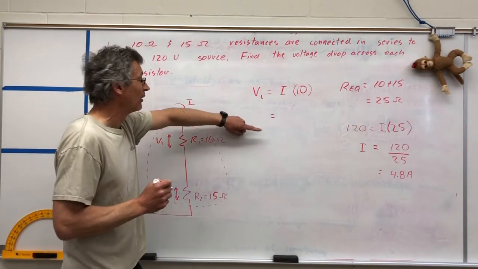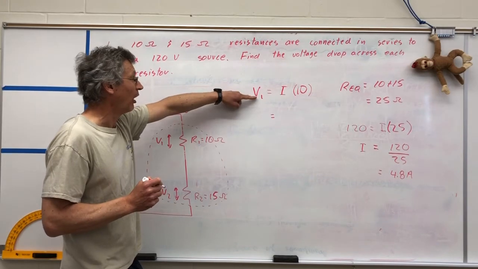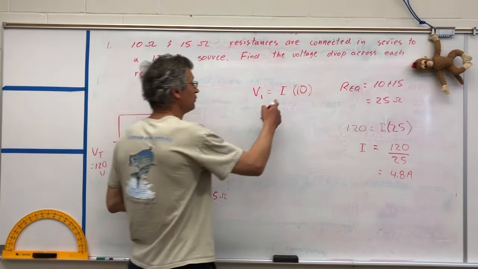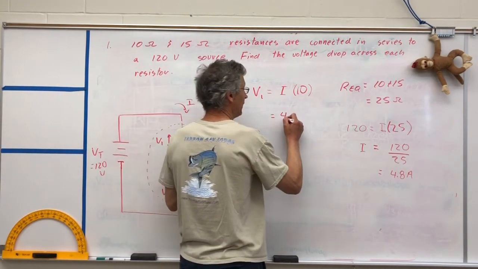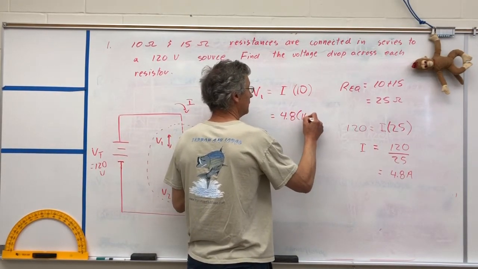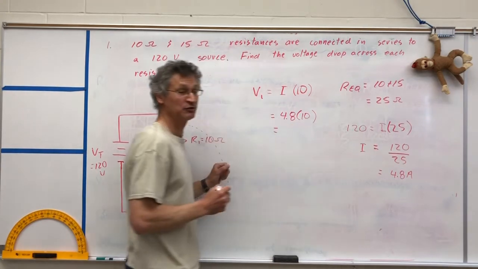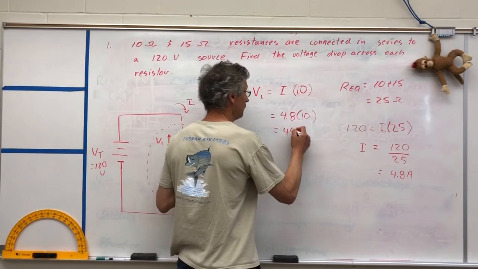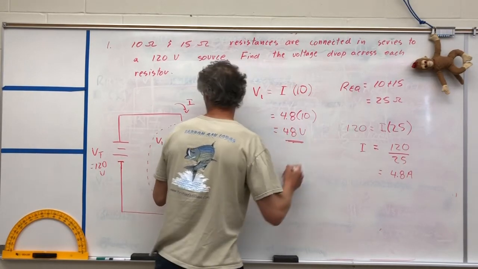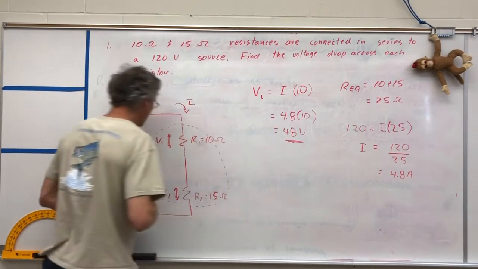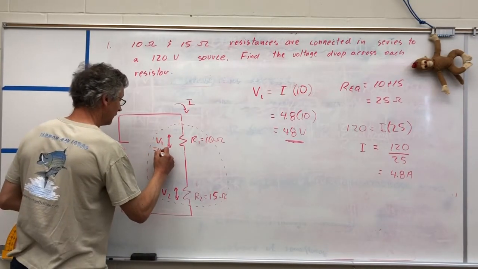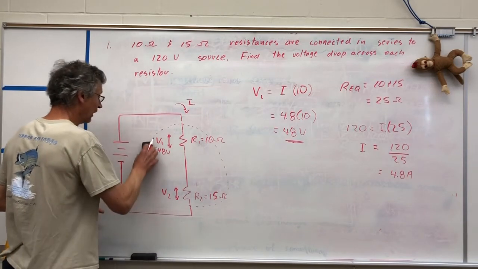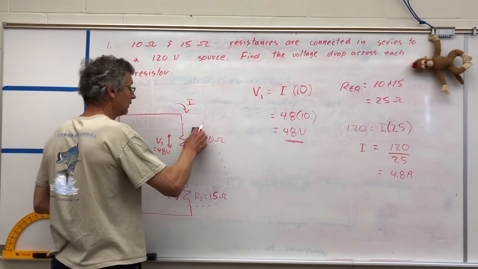So now we're ready to figure out V1, the voltage drop across this resistor. It's going to be equal to the current, which is 4.8 amps, times the resistance itself, which is 10. You do the arithmetic, and there you go, 48 volts. So this voltage right here, 48 volts. Okay, so how can we figure out V2 now?